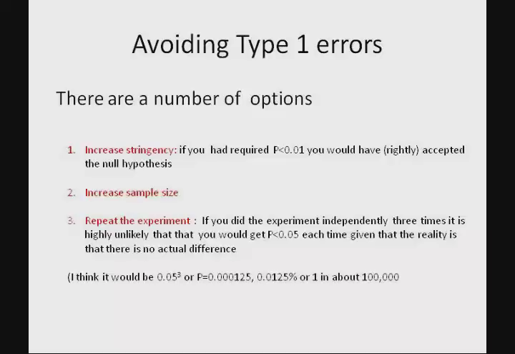If you did the experiment independently 3 times, it's highly unlikely that you would get a p of 0.05 each time, given the reality that there is no actual difference. So you would compound the probabilities, and I think if you did the experiment 3 times, it would be about a 1 in 100,000 chance that each of them would randomly give you a significant effect, when in fact there was no significance based on this variation in the population.